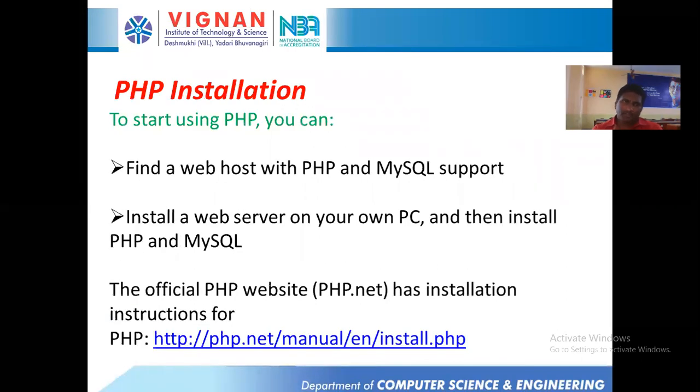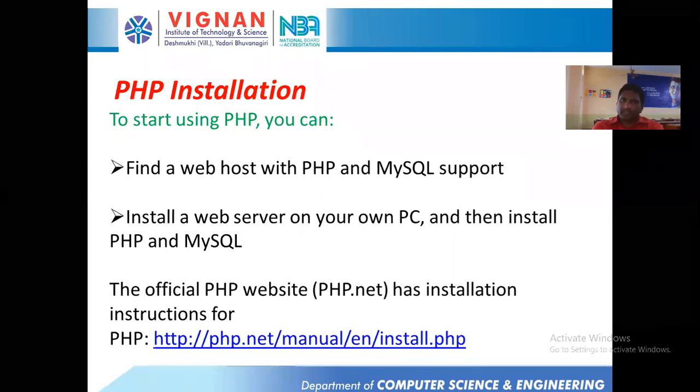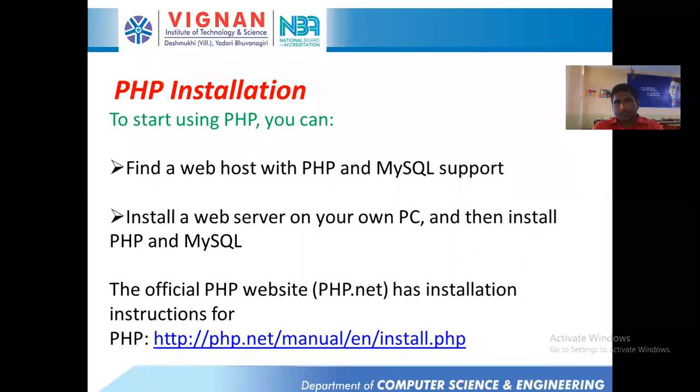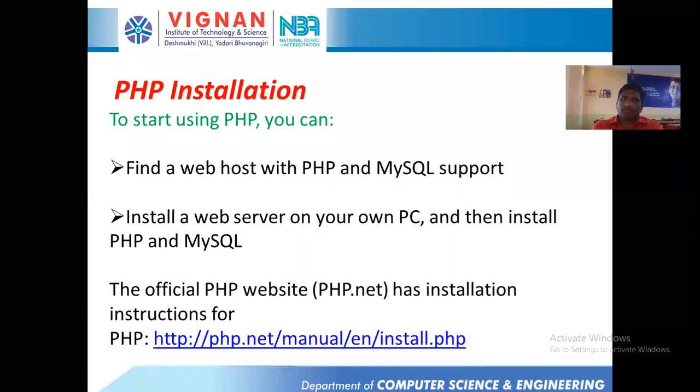The next point is PHP installation. In order to write and run a PHP program, what installations are required? First, a web server is required, with PHP scripting support and MySQL support. So first these three are required. First, find a web host with PHP, meaning a web server that supports PHP and MySQL, then install the web server on your PC, then install PHP and MySQL.